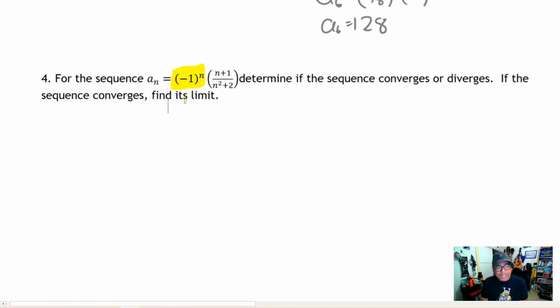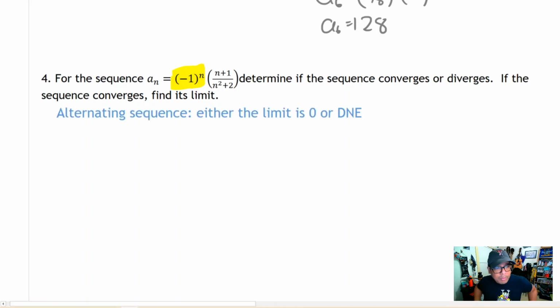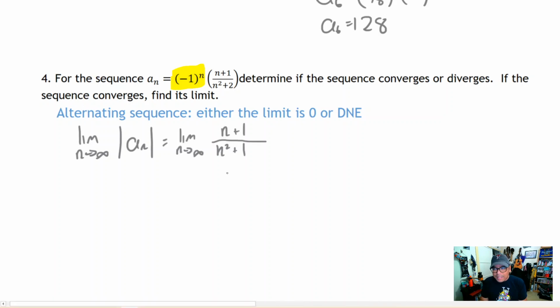I look at the sequence and I see that negative 1 to the n power, and I'm always looking out for that piece because that negative 1 to the n power means that this sequence is going to be an alternating sequence. And that's useful to me because for an alternating series, either the limit is 0 or it does not exist. It's going to be sufficient for us to look at the limit as n approaches infinity of the absolute value of the sequence. And that's the same thing as the limit as n approaches infinity of n plus 1 over n squared plus 2.